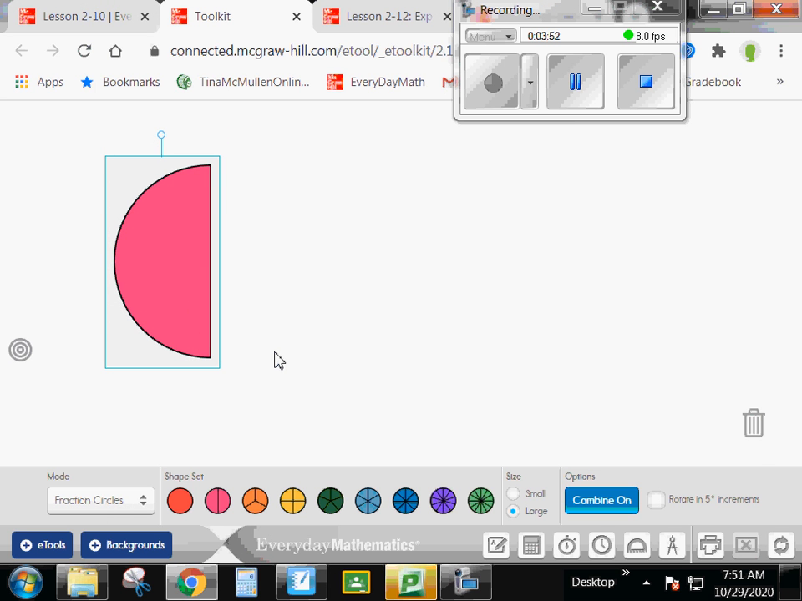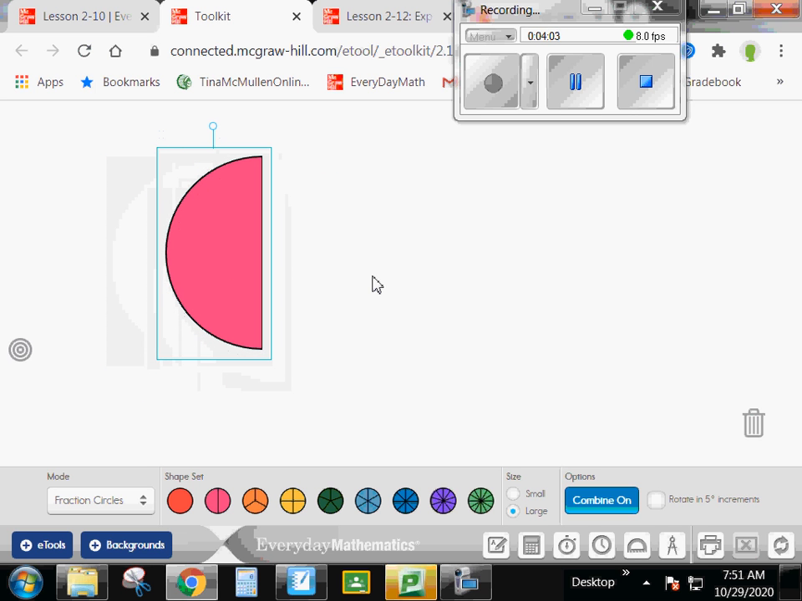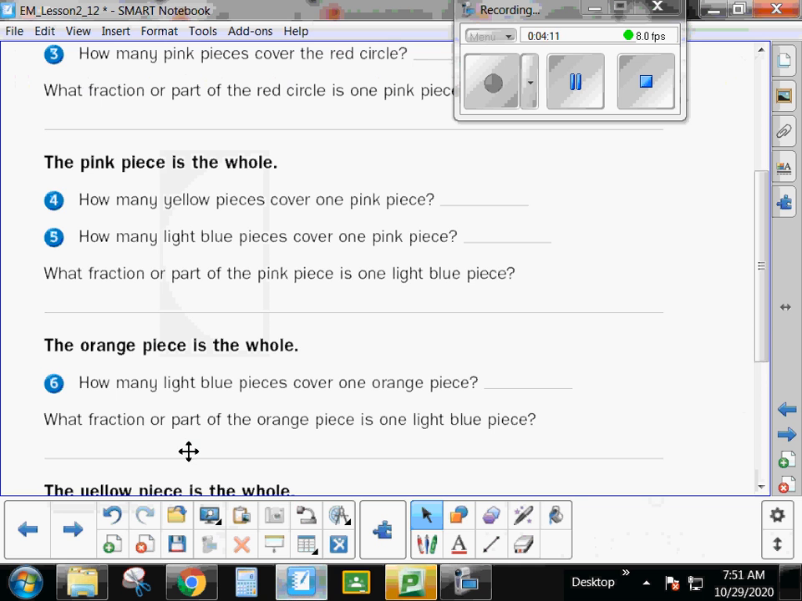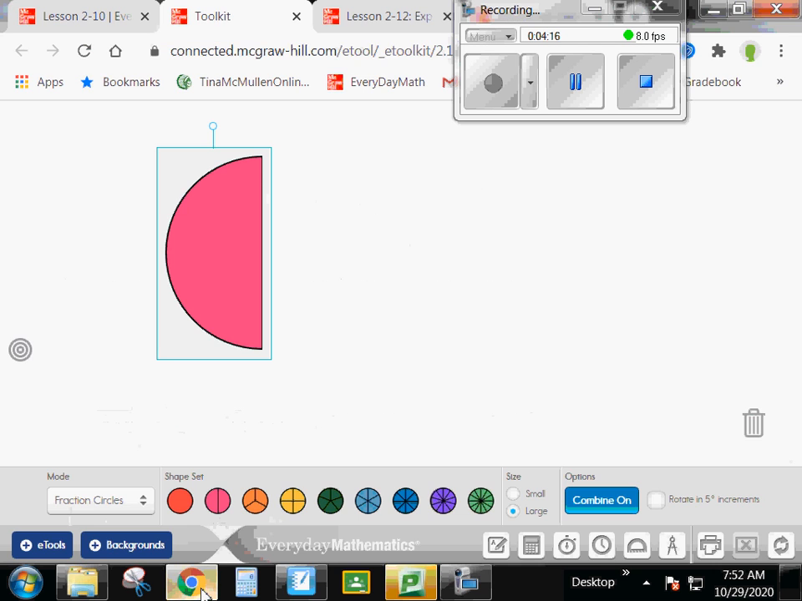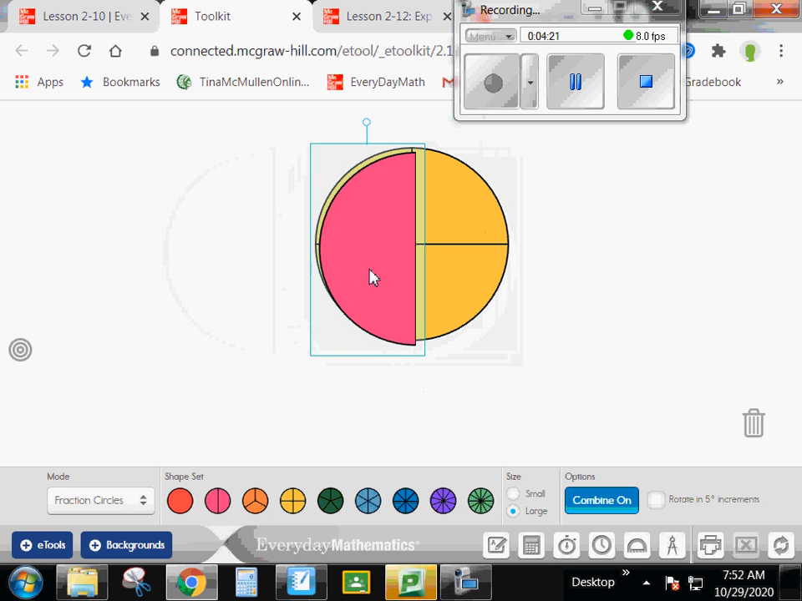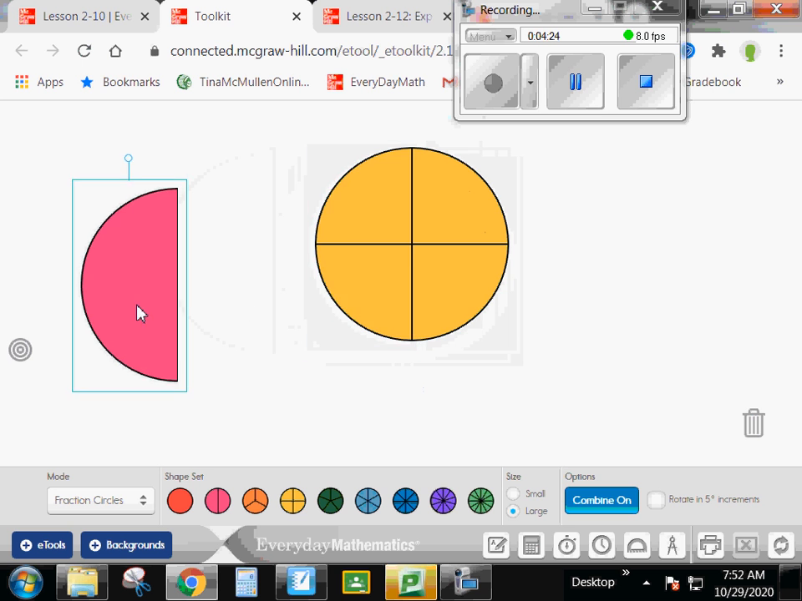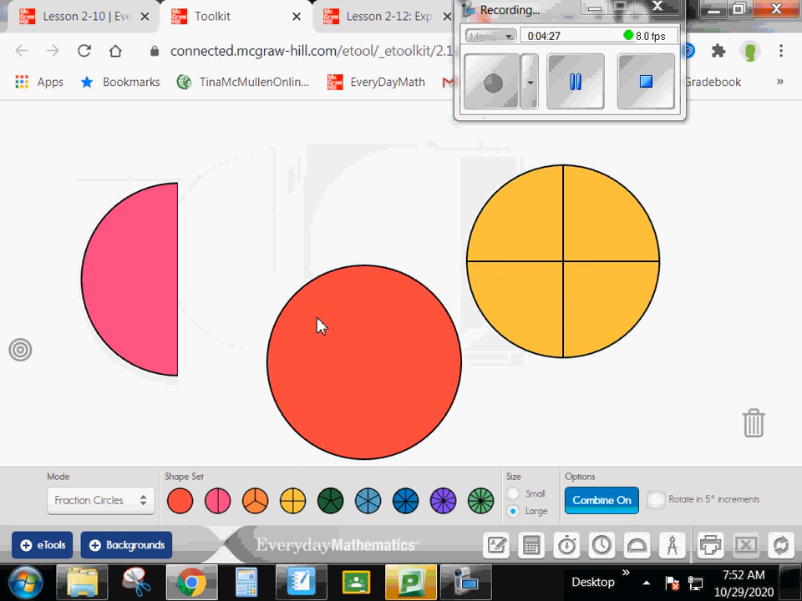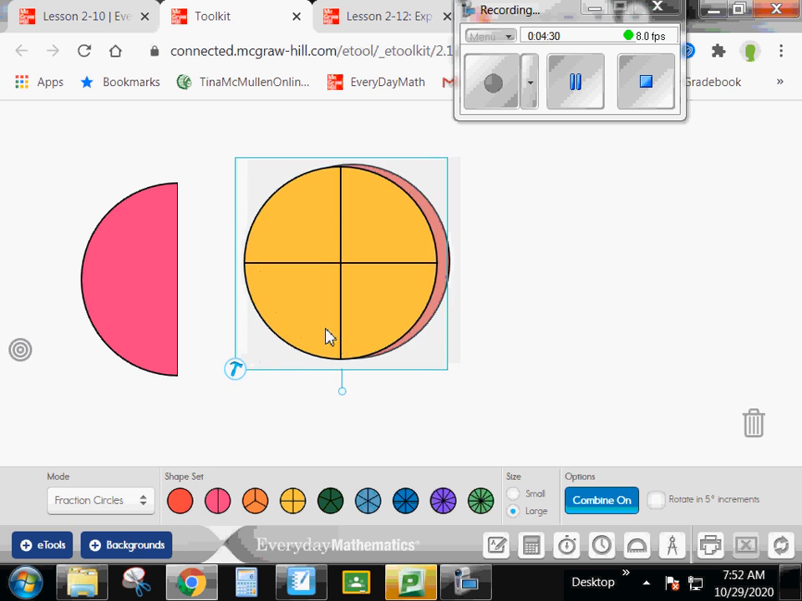Now, every year boys and girls think, well, that's not whole, that's half. Well, anything can be a whole. Like if I were baking cookies, could I bake a cookie that looks just like this if I had a cookie cutter that looked like that? And so when I pull it out of the oven, this is my whole cookie. Okay, so now when it's asking you the question, how many yellow pieces cover one pink piece? Pull up the yellow pieces, how many yellow pieces would it take to cover that pink piece? It's different from how many yellow pieces it took to cover the red piece, right?